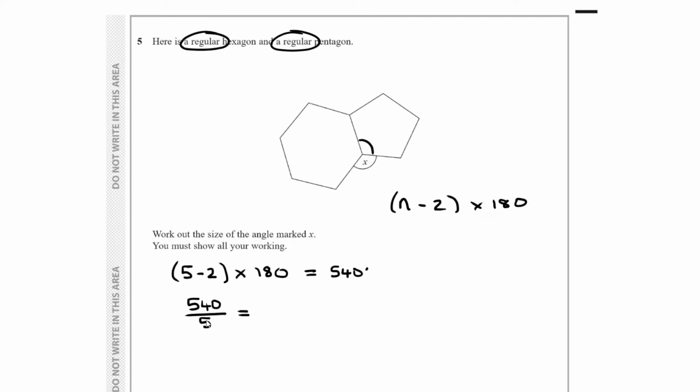The way I divided this off the top of my head was 500 divided by 5 is 100, and then 40 divided by 5 is 8. So luckily it just worked out quite nicely. That's how I divided it. So 108. This one here is 108.